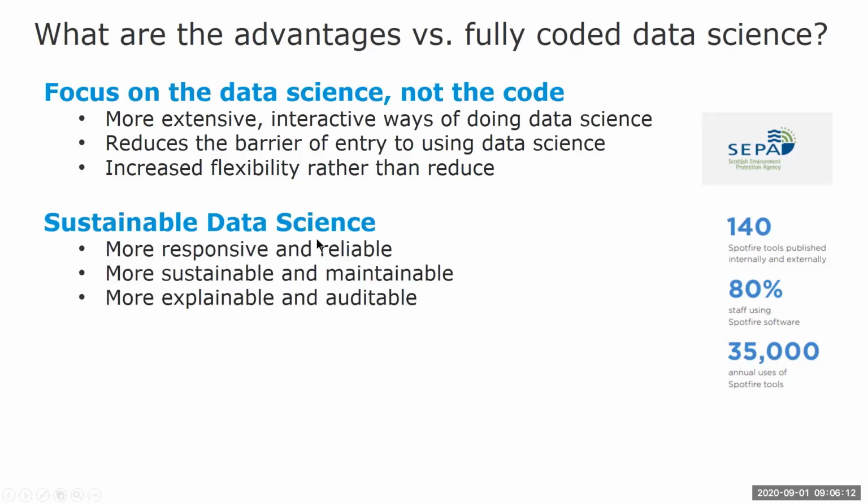But one of the big things for me is it actually makes your tools more sustainable. You can be more responsive, and your tools are more reliable because you're not so heavily reliant on code. Every line of code you write can produce an error or be an error point. And as your code gets bigger, it's harder to alter. But when you mix and match that with these tools, with Spotfire, you can be much more responsive to new requests or new data. And it means it's more sustainable as well.